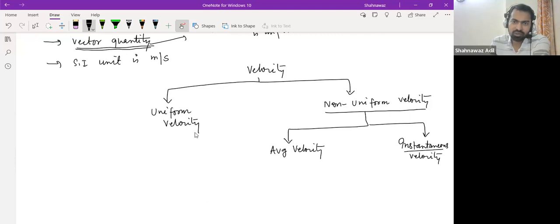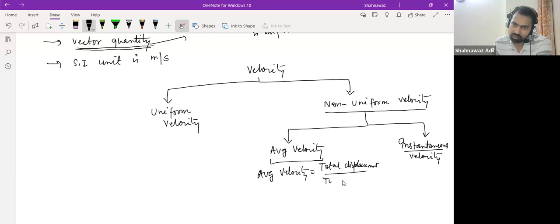Uniform velocity has the same definition as uniform speed: whenever a body covers equal displacement in equal intervals of time. Whenever a body covers unequal displacement in equal intervals of time, it is non-uniform. For average velocity, we calculate it as total displacement by total time taken.